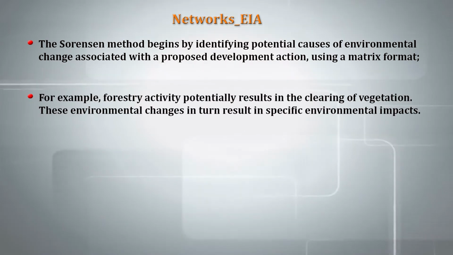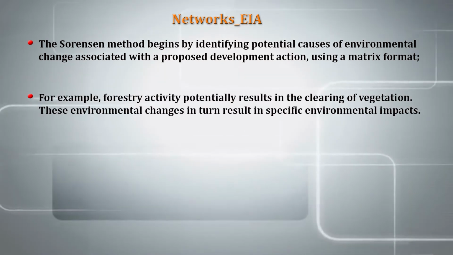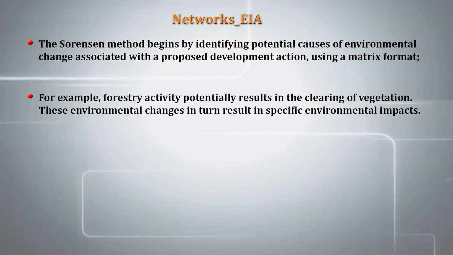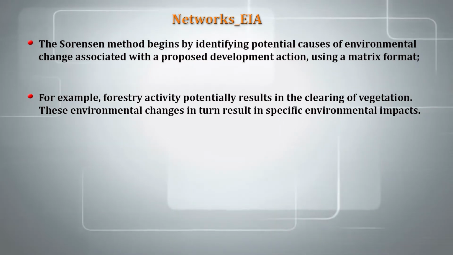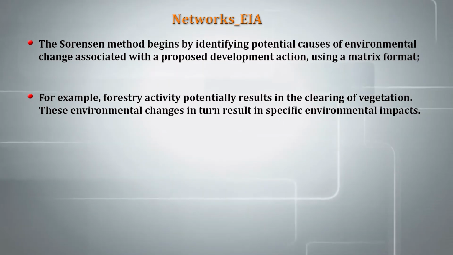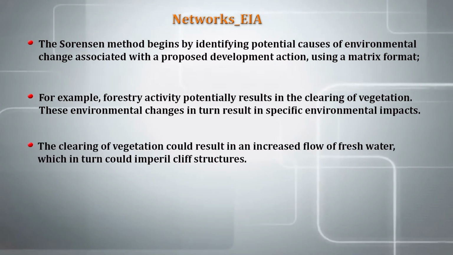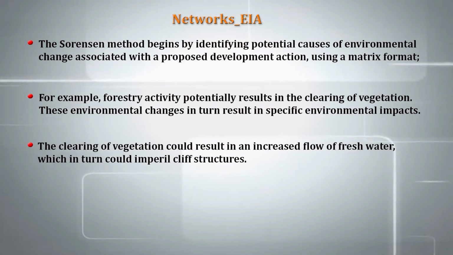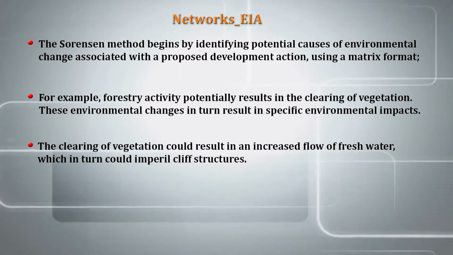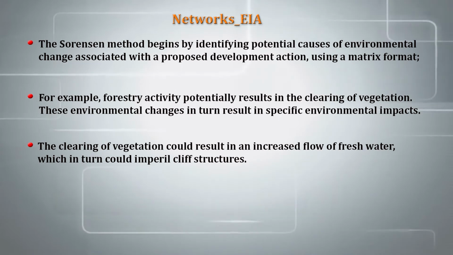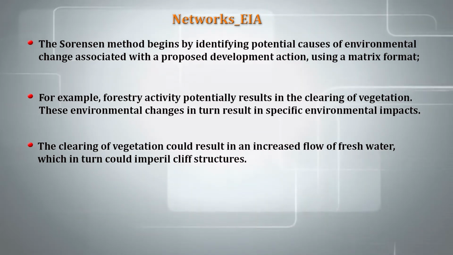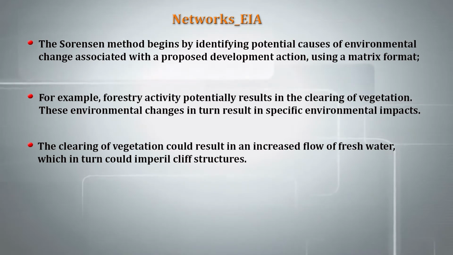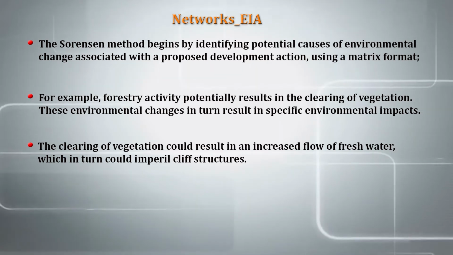For example, take a forest-related activity. A forest-related activity can result in the clearing of vegetation, and this environmental change, the clearing of vegetation, can result in specific environmental impacts. For example, the clearing of vegetation could result in an increased flow of fresh water, which in turn could imperil the coastal environment and coastal ecosystems. So each and everything is captured through this particular network method.